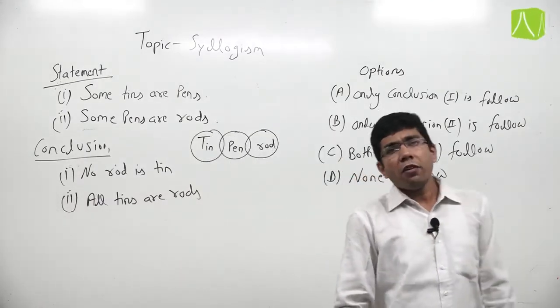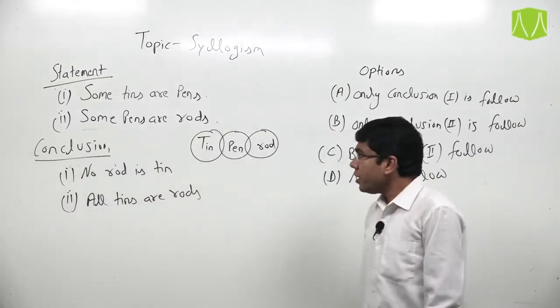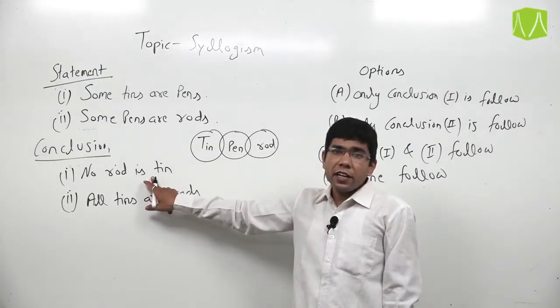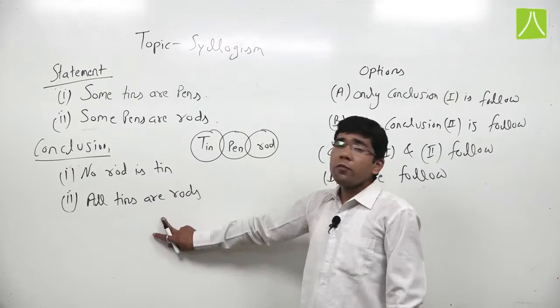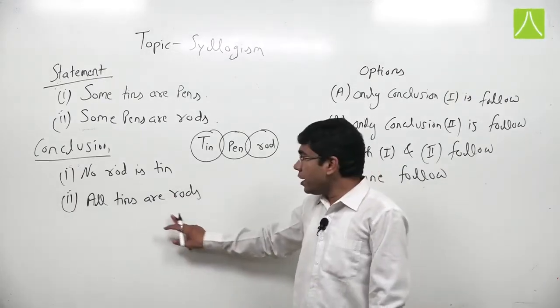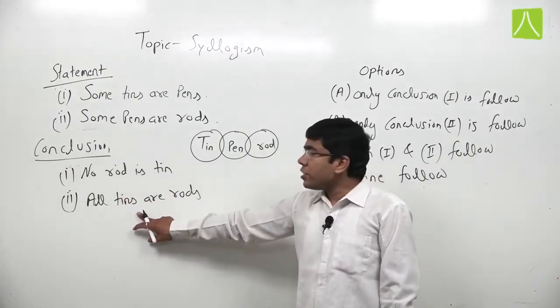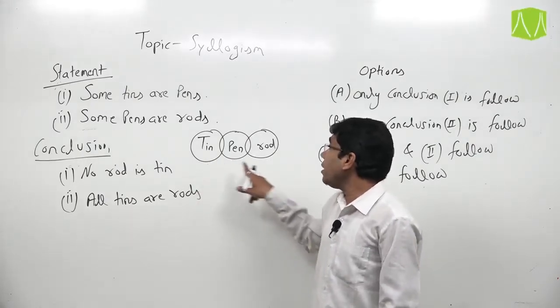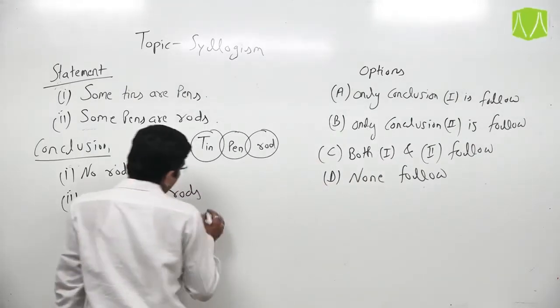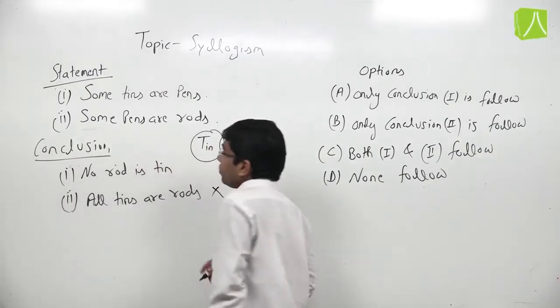But according to the conclusions, the first conclusion is negative and the second is positive. So our note: all positive conclusions are checked by only the basic diagram. So the second conclusion should be checked by this diagram. All tins are roads: tin and road are not connected. So the second conclusion is wrong.